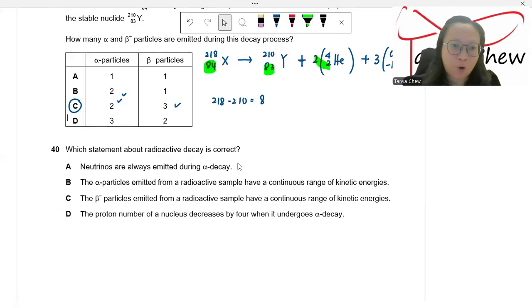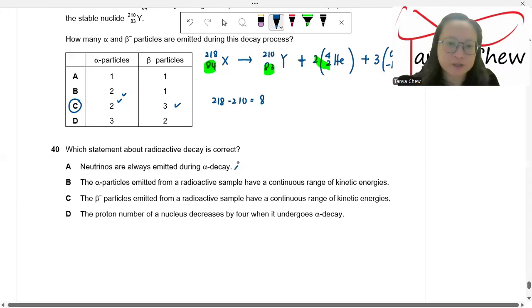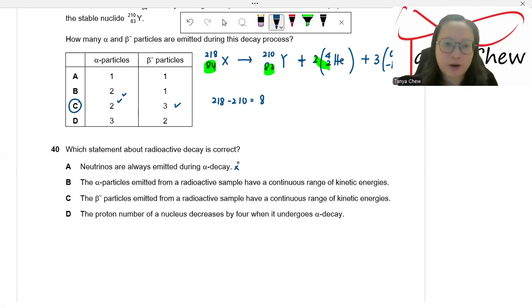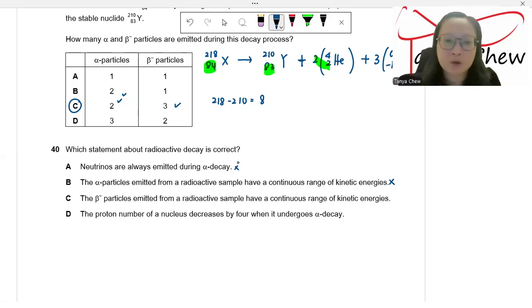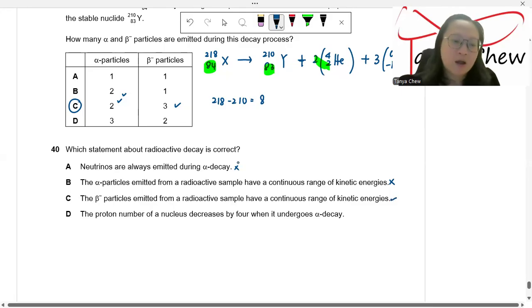And the last question, which statement about radioactive decay is correct? A, neutrinos are always emitted during alpha decay. That is not right. Always is the word that's very dangerous. B, the alpha particles emitted from the radioactive sample have a continuous range of kinetic energies. That is not. That is beta particles, right? C, the beta negative particles emitted from a radioactive sample have a continuous range of kinetic energies? Yes.